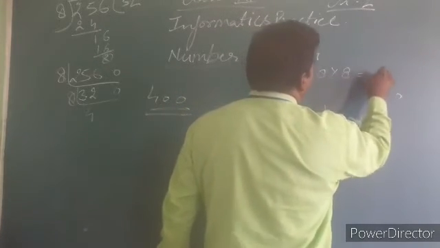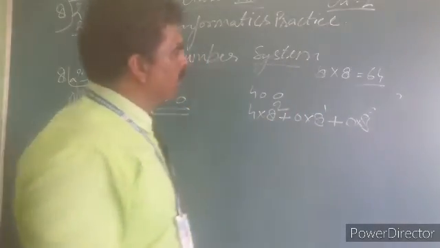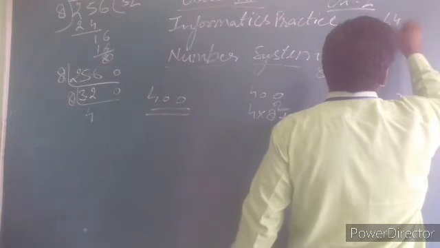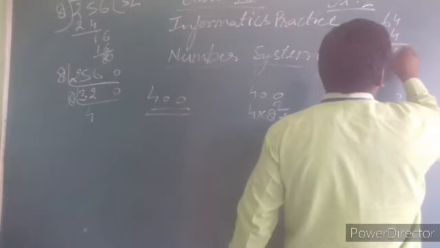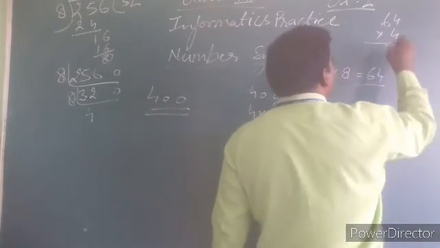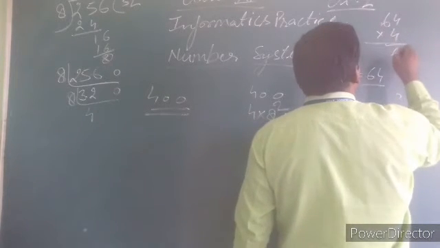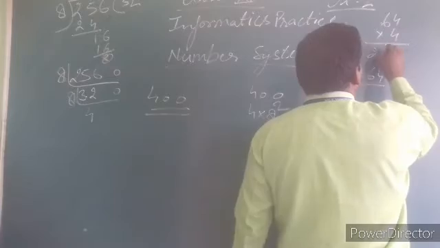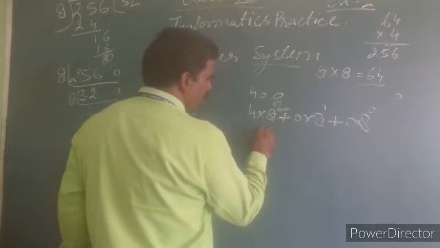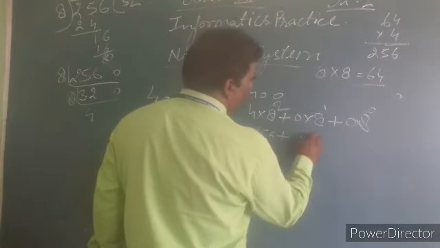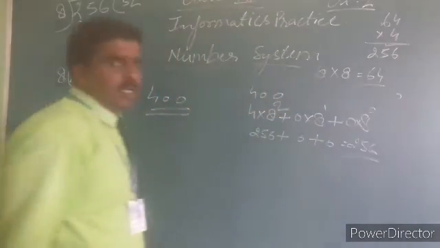8 into 8 means 64. 64 and 4. 64 into 4. 4 4s are 16. 6 4s are 24 and 1 is carry. So here 256. 256 plus 0 plus 0 means 256. That will be the answer.